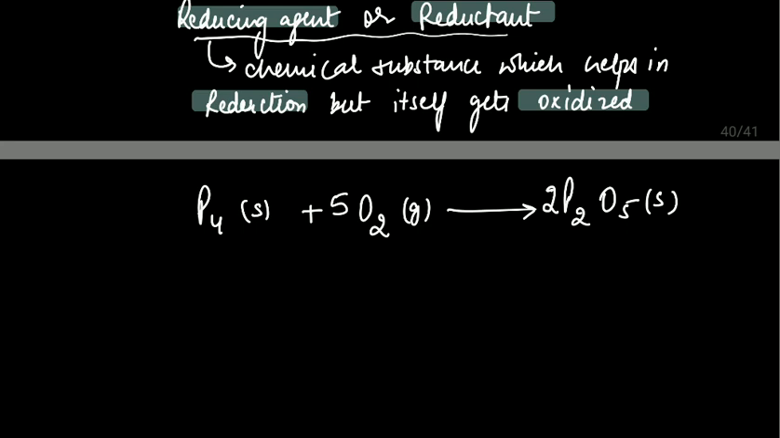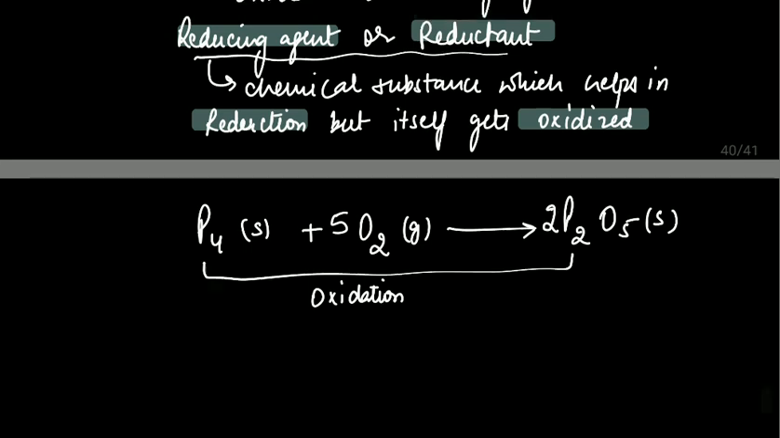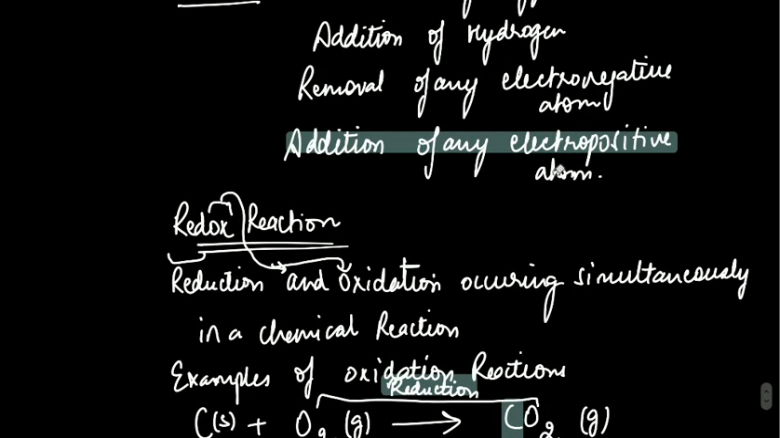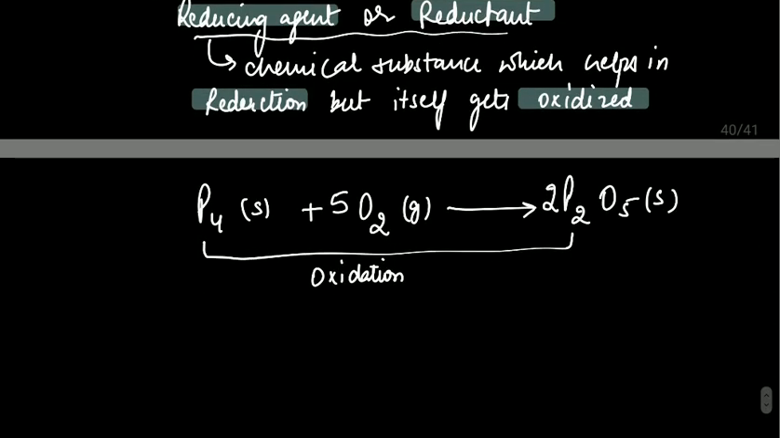Now in this reaction, let's try to understand. Phosphorus is adding oxygen and it's on the left hand side of the chemical formula. So phosphorus is going to be electropositive and oxygen electronegative. Phosphorus is adding oxygen. So addition of oxygen, we know that this is oxidation. And then oxygen is adding phosphorus, which is electropositive. Addition of any electropositive element is reduction. So this is going to be reduction and this is oxidation.